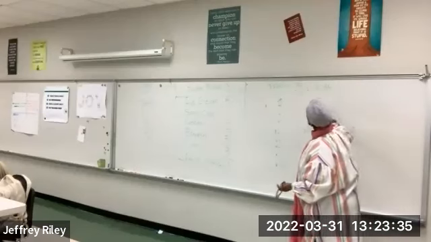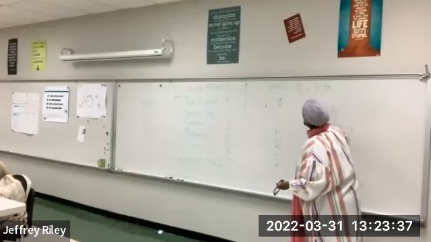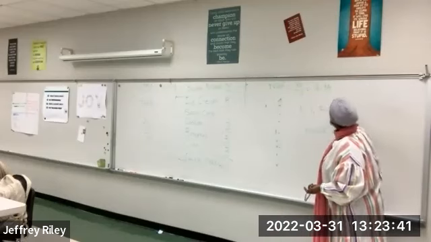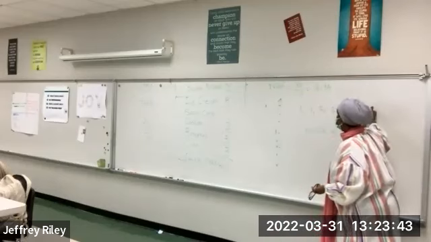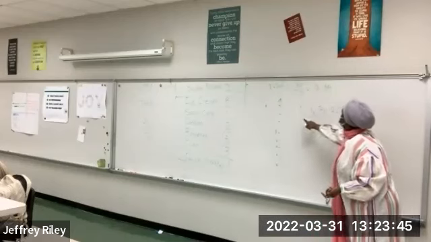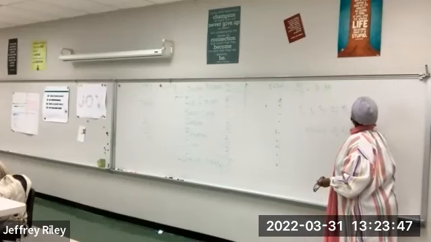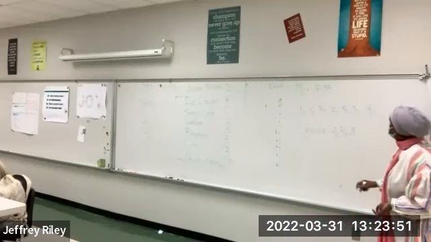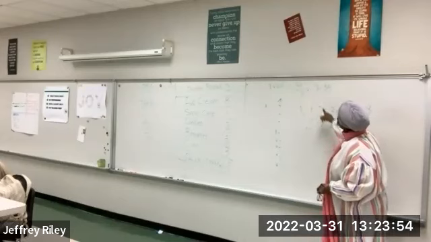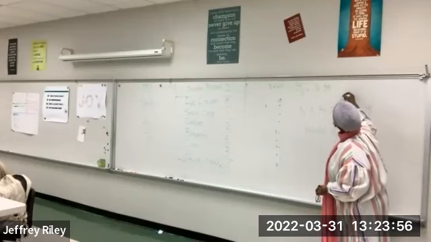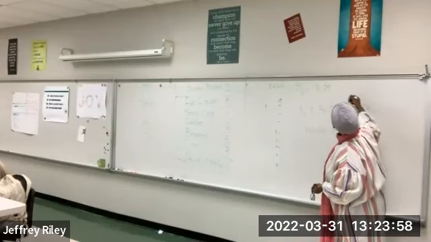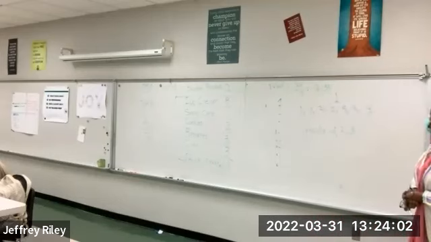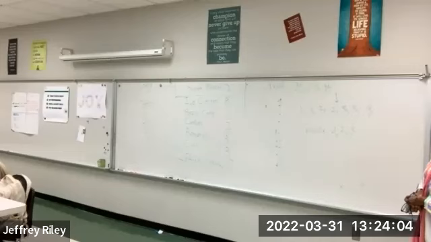So we have 1, 2, 2. There are 2 ones, right? 2, 2, and then 3, 3, and then 8. So we have 1, 2, 3, 4, 5, 6, 7. So our average falls right here between 2 and 3. This would be our average where it falls.